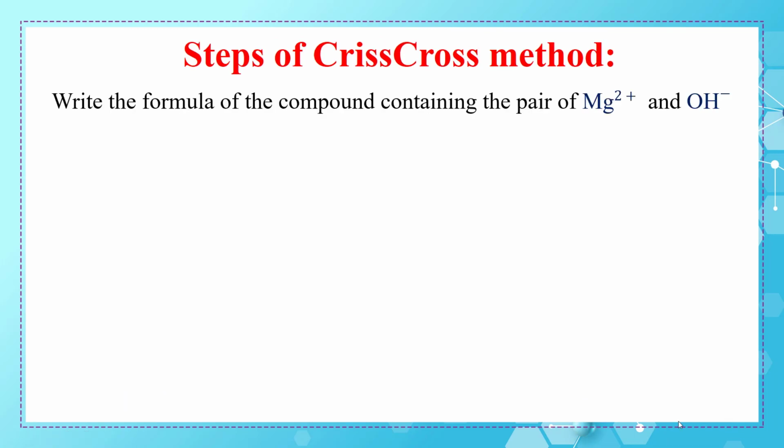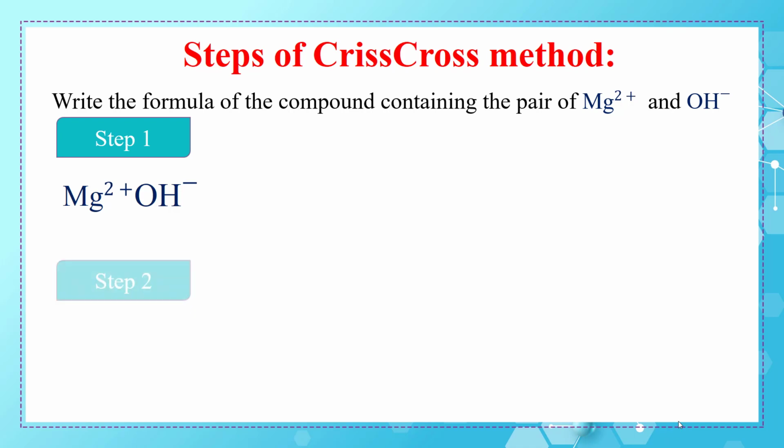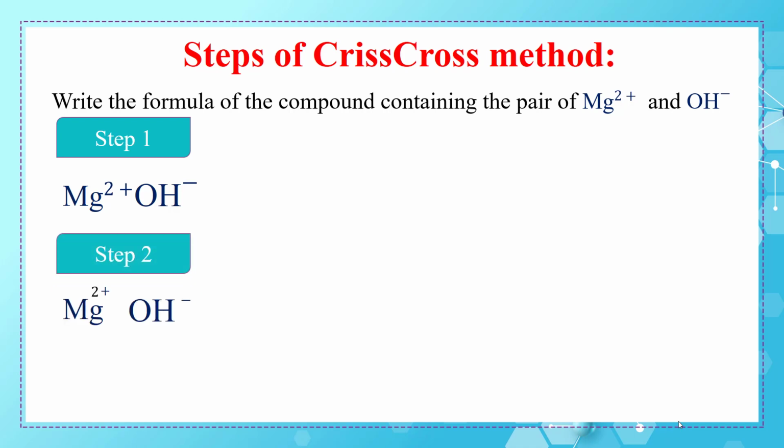So write the formula of the compound containing the pair of Mg2 plus, which is magnesium ion, and OH minus. Step 1, we start by writing the cation Mg2 plus, followed by the anion OH minus. Step 2, we make the criss-cross between the charges and the subscript. As you see, the 2, which is the number of charge of the cation, becomes the subscript of the anion, while the number of charge of anion becomes the subscript of the Mg cation.